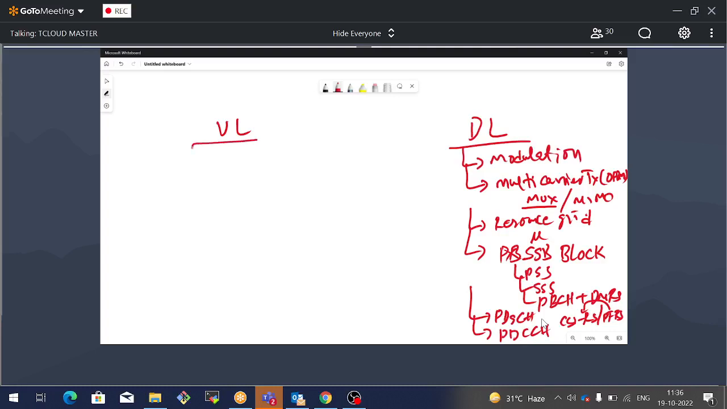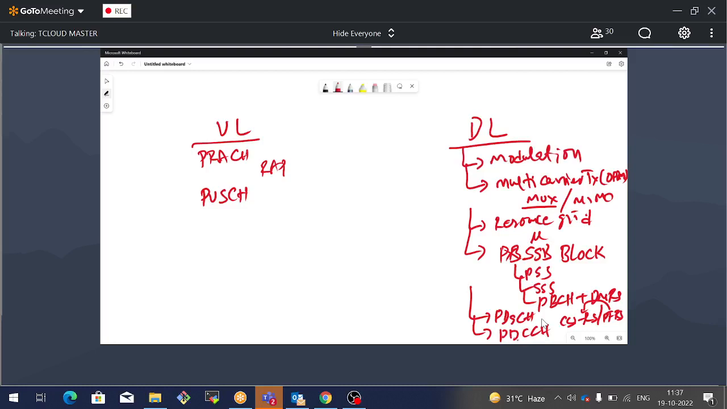In uplink, we started with PRACH, or RAR procedure, random access procedure. Then today we have seen PUSCH, which is a similar channel like PDSCH, which can carry the data, for which scheduling should be done. For PDSCH, also scheduling would be done. PDCCH, only PDCCH scheduling is not needed.